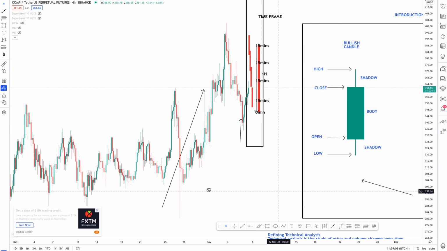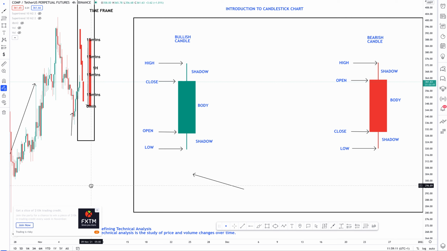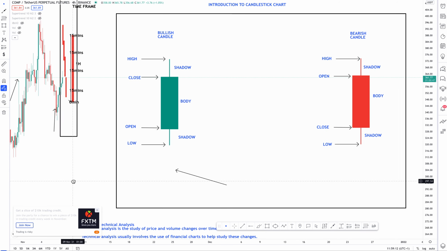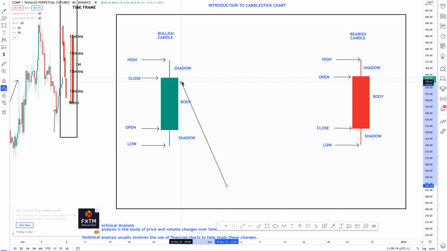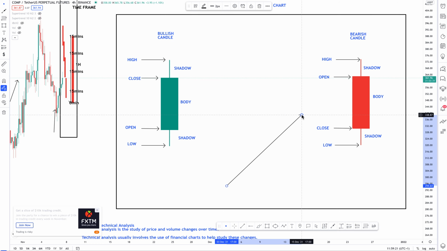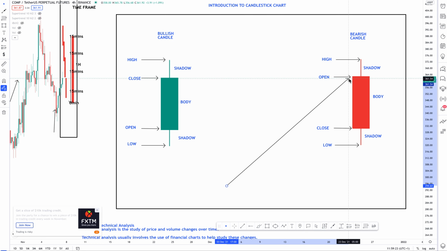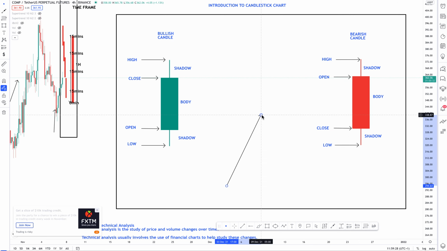A bullish candle is one where the candle goes up. It opens from low here and goes up. That's a bullish candle. A bearish candle opens from the top here and closes below. So that's the principle about that.